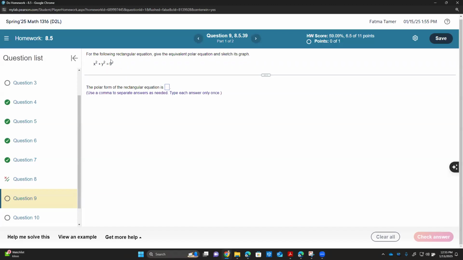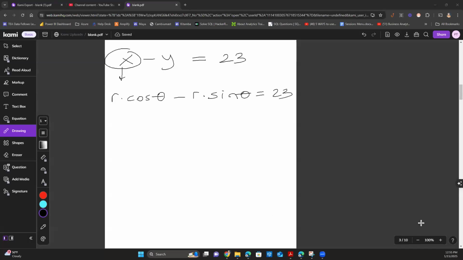For question 9, you're going to do the same thing: replace the x with r cos theta, replace the y with r sin theta, and then square both of them. Let's just do this one, because this is going to actually produce something familiar that we know.